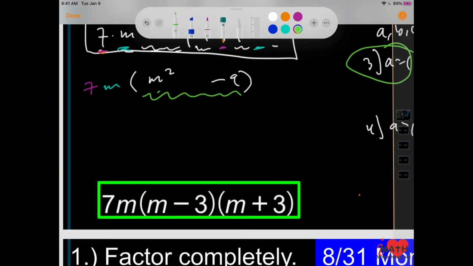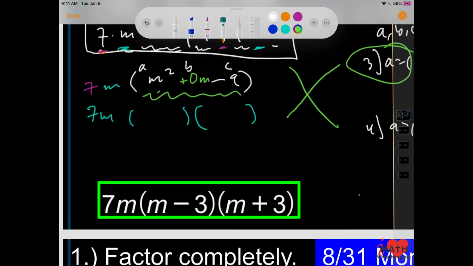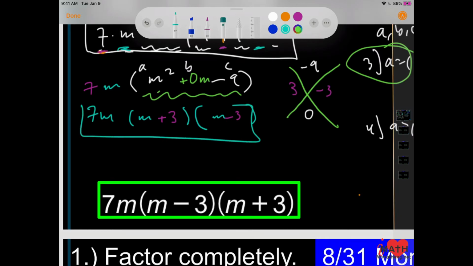It's a little tricky. Keep the GCF on the outside. We're going to put a 0x or 0m. Now, if you get confused with the letters, feel free to change them. So now we have this, okay? In that green there, we have to do our a times c, and then we're going to get our answer for in these parentheses. So a times c is going to be -9. My b value is 0, and the numbers I need are 3 and -3. 3 times -3 equals -9. 3 plus -3 equals 0. So that 3 is a +3 and a -3. And this gives us our answer right there.